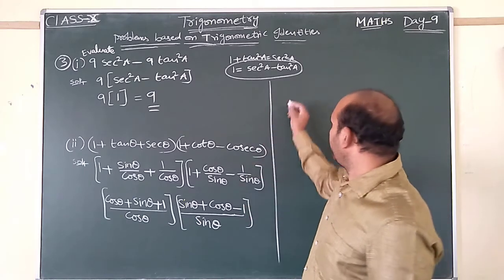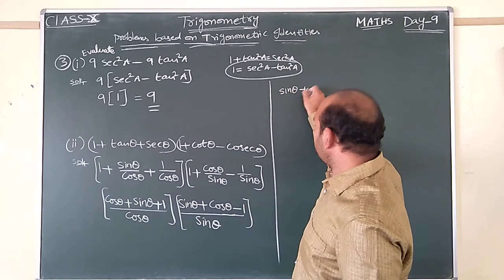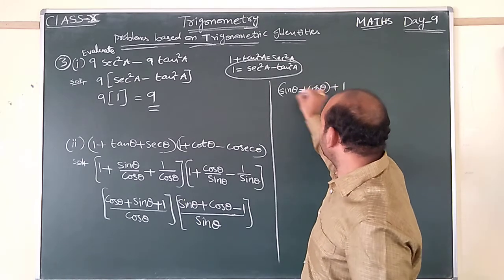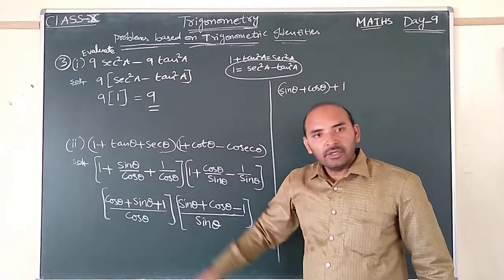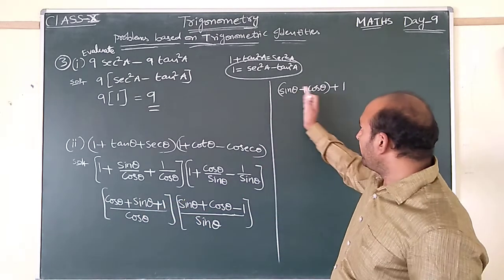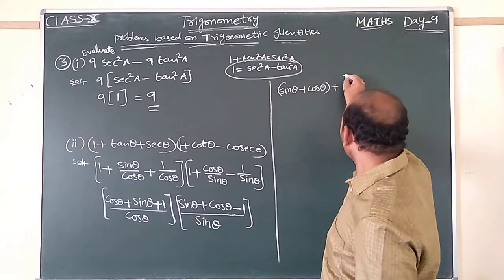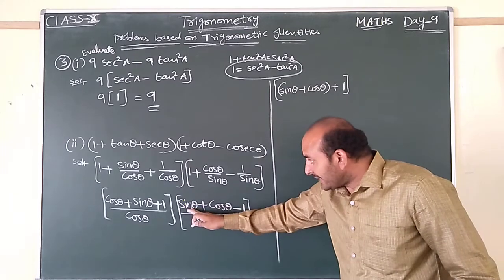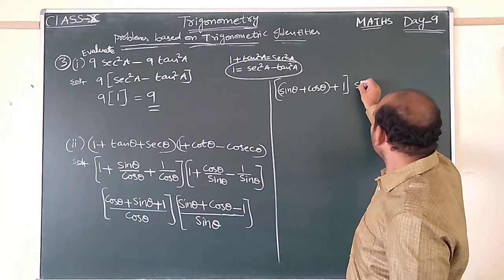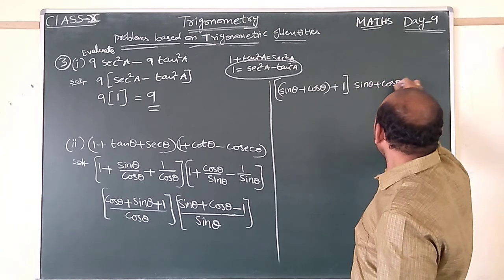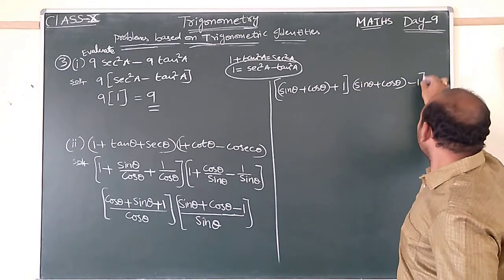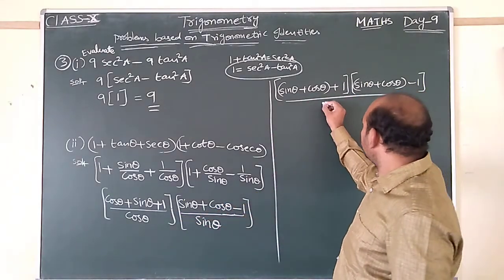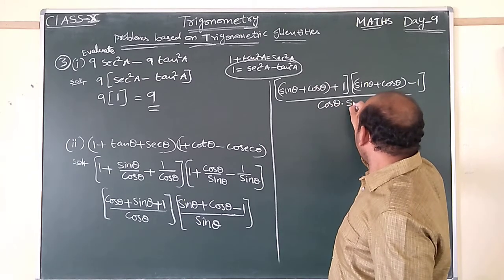So now in both terms we can arrange the terms like this. Cos theta plus sin theta, that is sin theta plus cos theta, is one term, plus 1. All the terms are in addition. I am arranging sin theta plus cos theta plus 1 as one term, into, in the second part sin theta plus cos theta is one term and minus 1 is another term, divided by cos theta into sin theta.